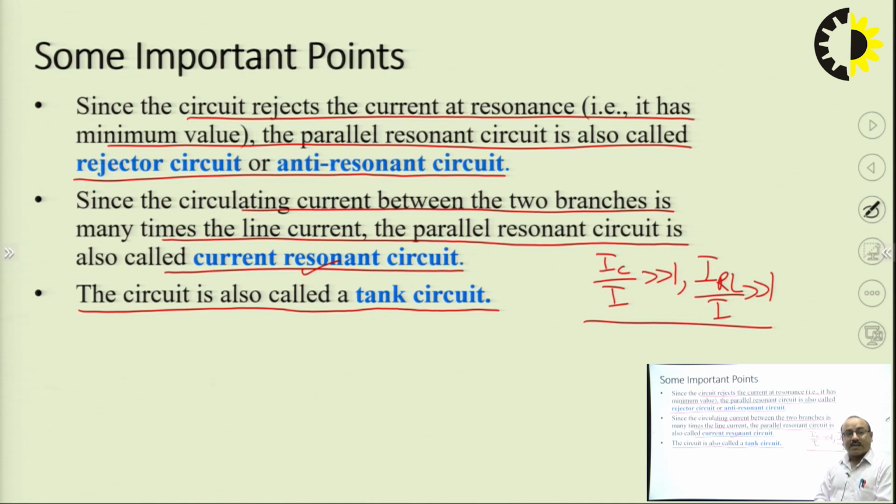Plus, the parallel resonant circuit is also known as a tank circuit. So these are some important features, or we can say comparative points between series and parallel resonance. So this is all about this.